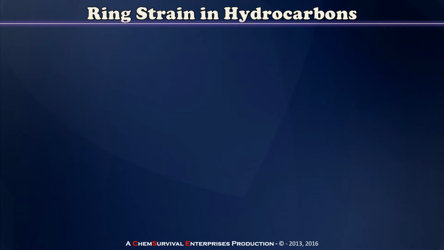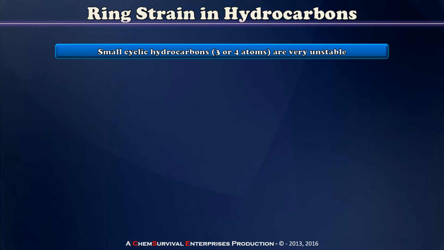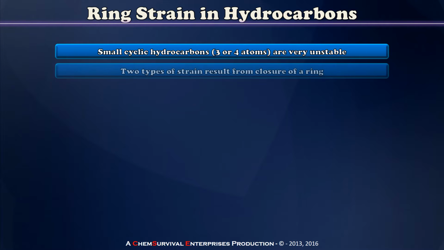And this time I'm going to talk to you a little bit about ring strain in hydrocarbons. So I'm going to start by reminding you small cyclic hydrocarbons, those of 3 or 4 atoms, are usually very unstable. They have a tendency to want to open up and become linear molecules instead of being those tiny little cycles that they are. And the question we're going to try to answer today is why that is.